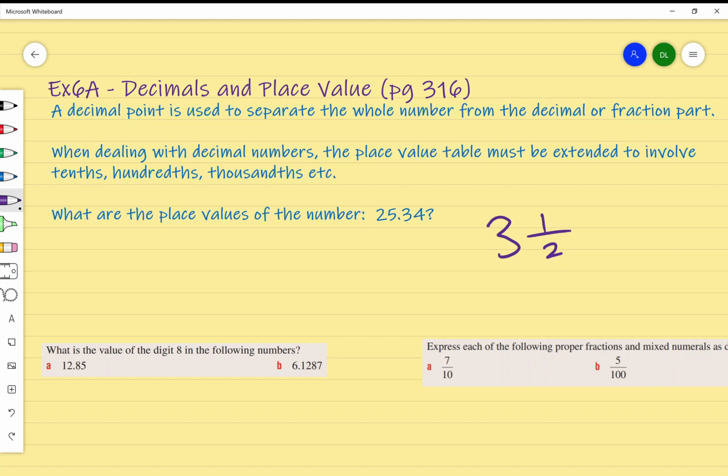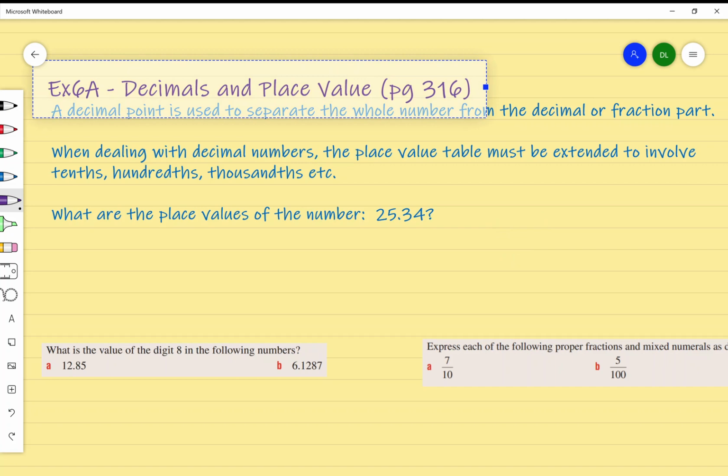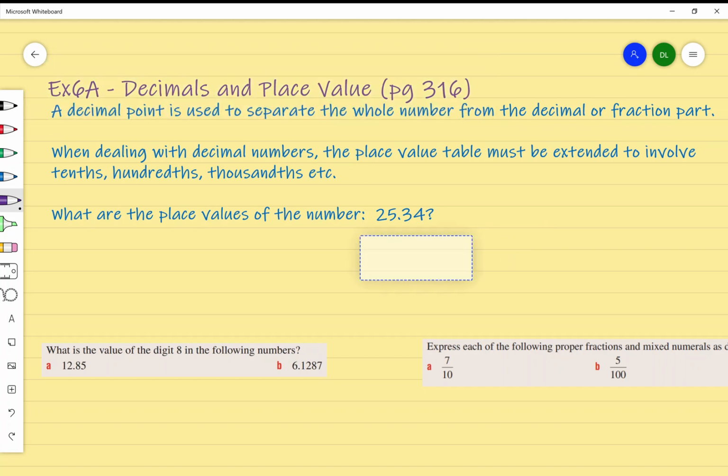When dealing with decimal numbers, the place value table can be extended to involve tenths, hundredths, thousandths, and so on. The place value table is something you guys already know. We did this at the start of the year. All we're doing is extending it to represent the tenths, hundredths, thousandths. If there's a th at the end of it, it means that it's going past the decimal place. So let's put this into an example.